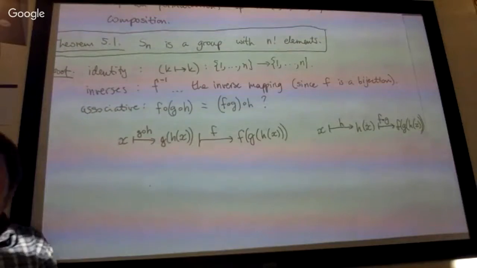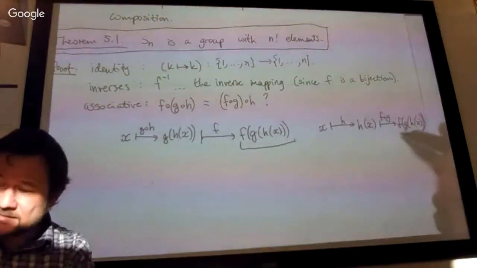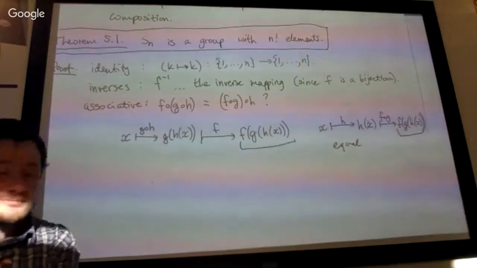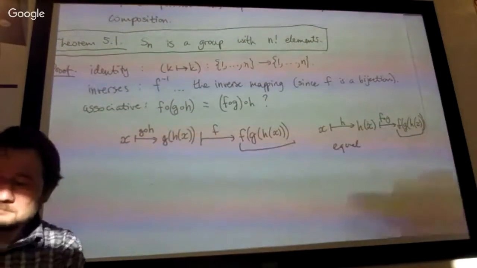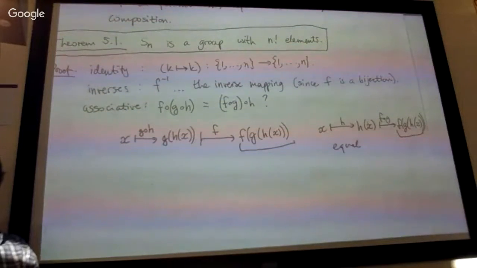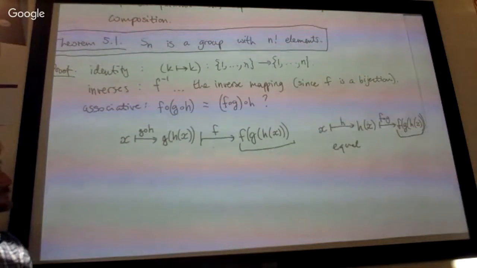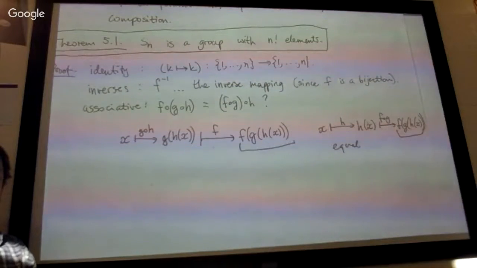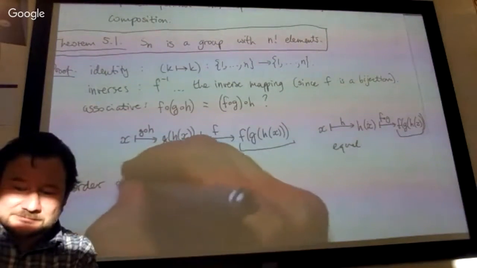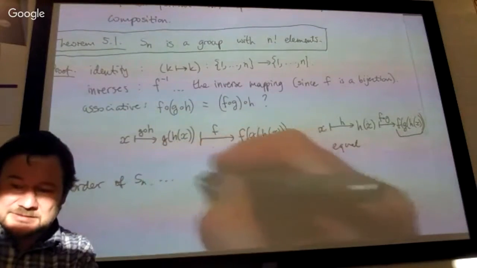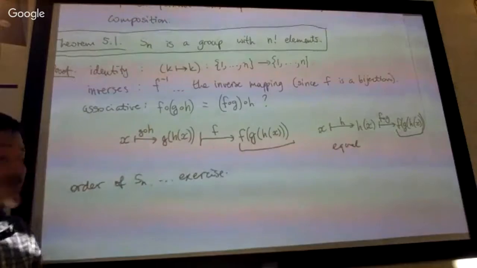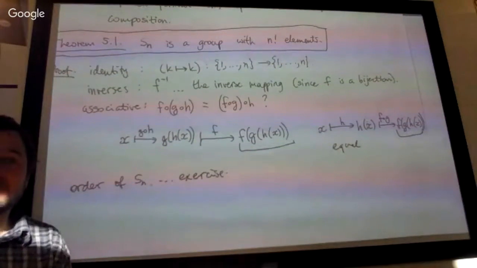So this and this are equal, which proves associativity. Okay, so we have a group. And the order of Sn is an exercise. If I remember correctly, it's one of the submission exercises.